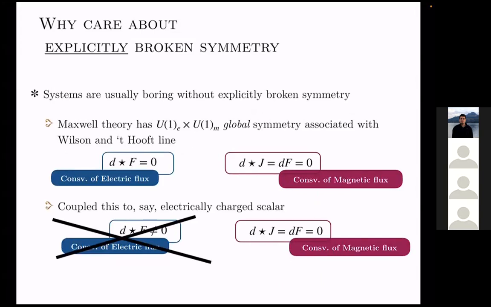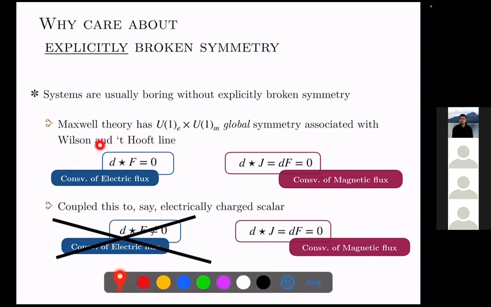Another reason is that most systems are usually boring without explicitly broken symmetry. For example, a more fun example is maybe Maxwell theory. This theory has a so-called one-form electric U(1) and a one-form magnetic U(1). It's basically a symmetry that counts the number of 't Hooft lines and Wilson lines. And in the free theory, both of these are conserved. So there's an electric flux that is conserved, a magnetic flux that is conserved, and the number of 't Hooft lines and Wilson lines does not change.